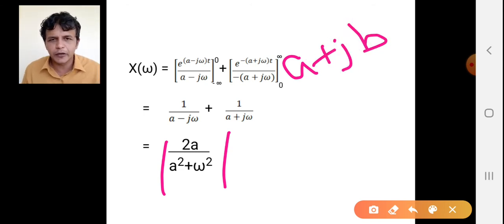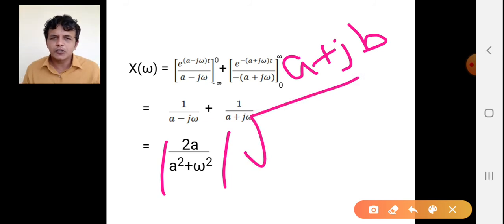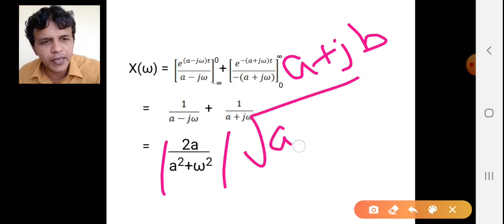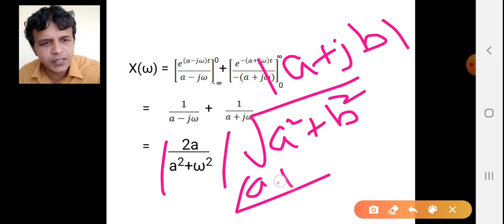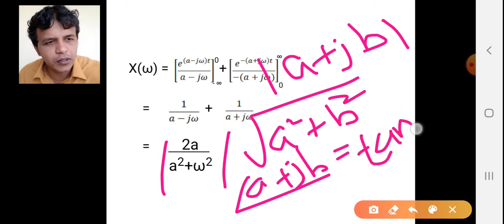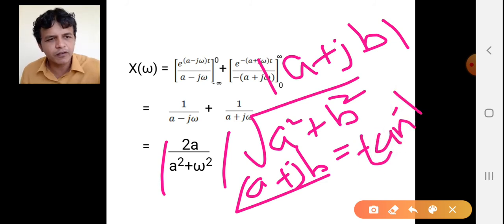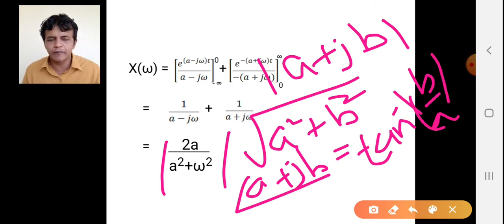To find the magnitude of the signal, we can write square root of real part square plus imaginary part square, a square plus b square. So this is the magnitude of a plus jb, and the phase of a plus jb is equal to tan inverse of imaginary part divided by real part. So you do not get confused, it is tan inverse of b by a, imaginary part divided by real part. So that is what we are going to do here.